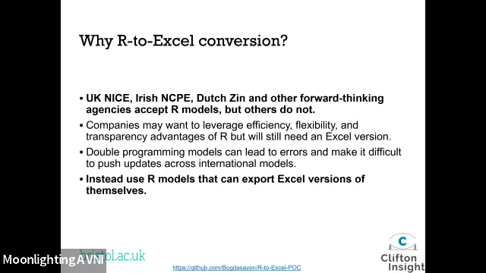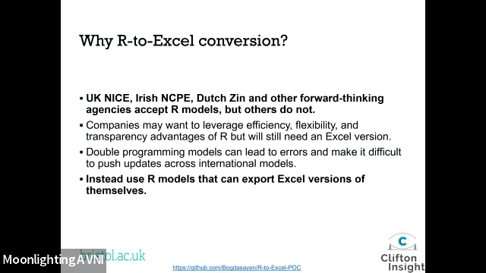The first question you might wonder is, why would you want to convert from R to Excel if you already have this hyper-efficient, transparent, flexible modeling in R? Why would you want to export in Excel as well? Well, the problem is that not all HTA agencies are as forward-thinking as NICE and NCPE, Zin. Some do not accept R models. In those cases, you need an Excel model to be able to submit.